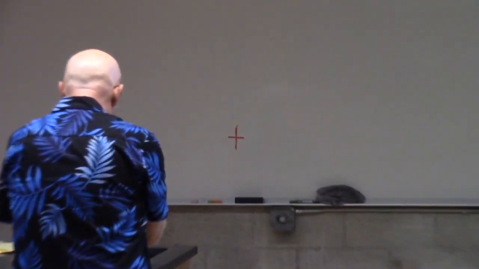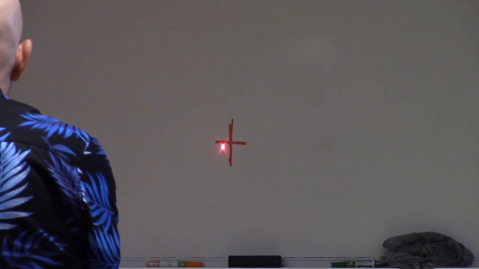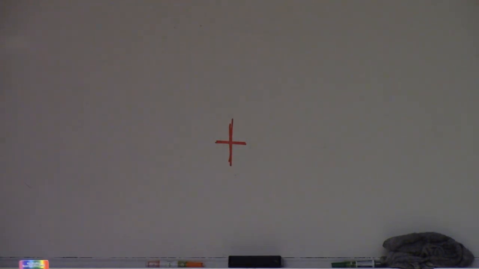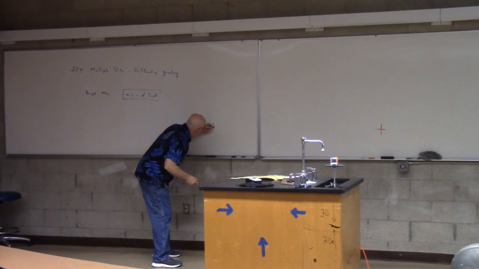I'm going to shine the red beam onto the screen, and it looks like the red dot is right about there. See if I marked it well. Okay, so here I come. I'm going to shine the laser beam through here, and there it is. Looks like I'm a little off. Looks like the red dot is right there.